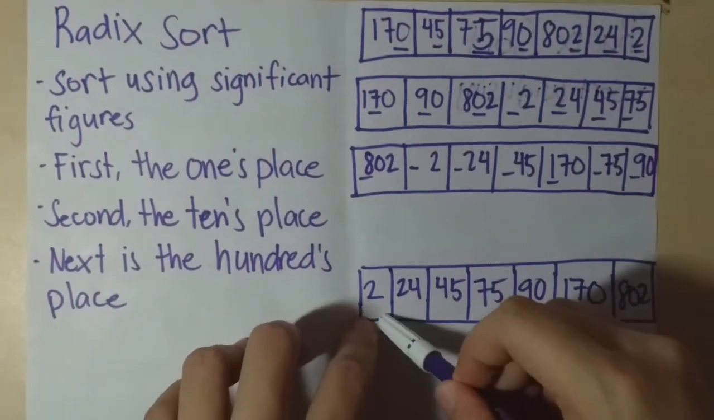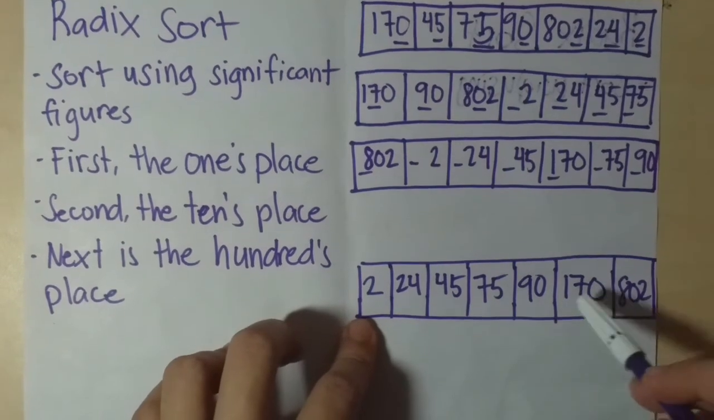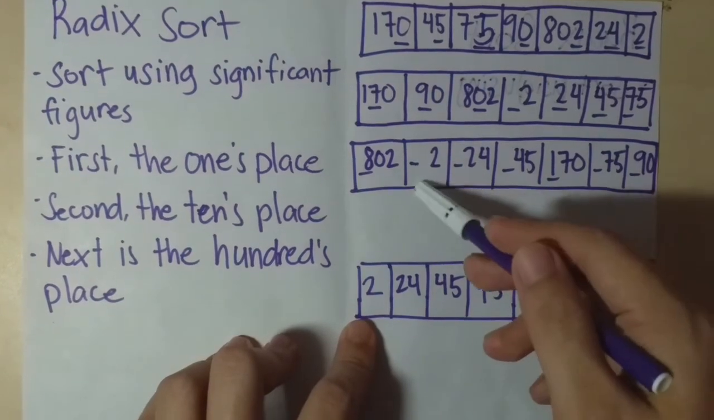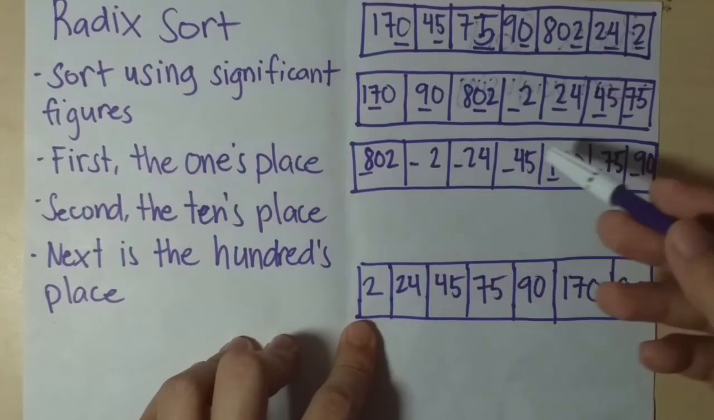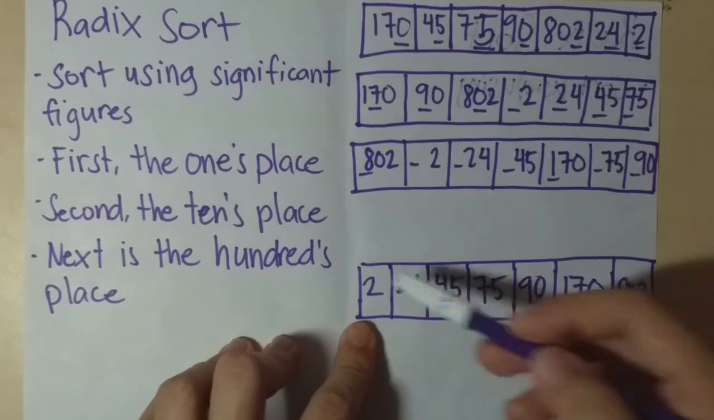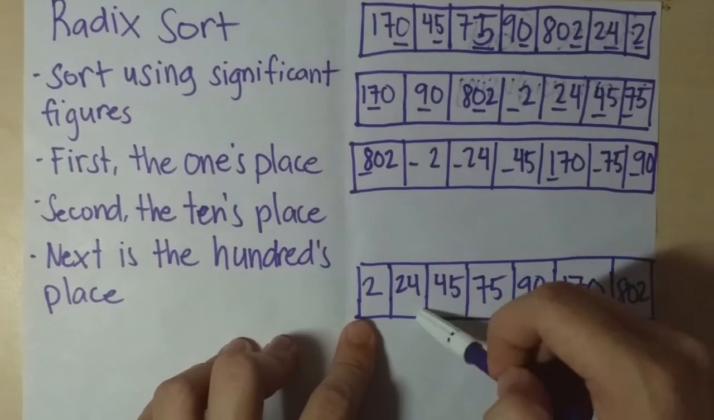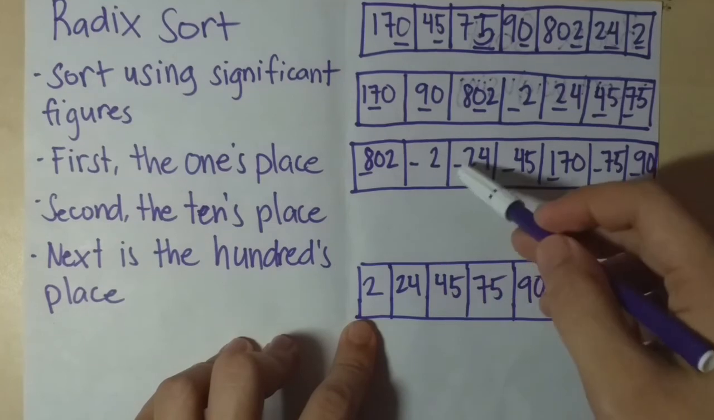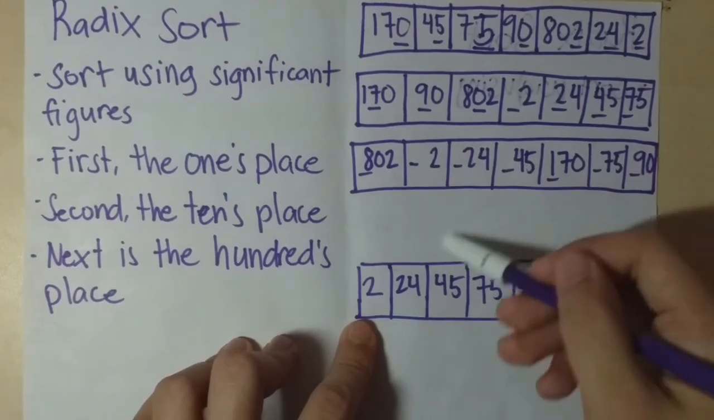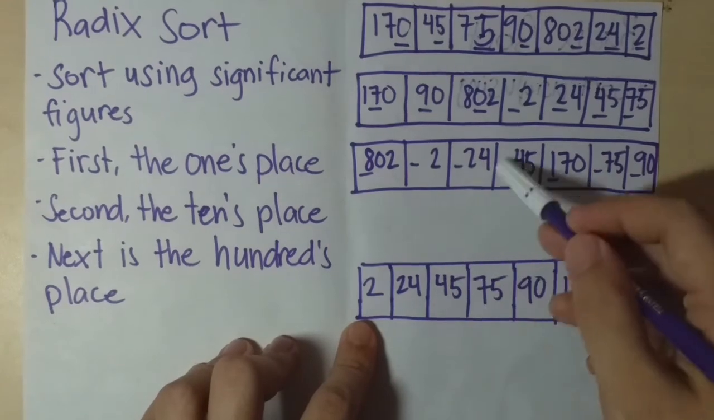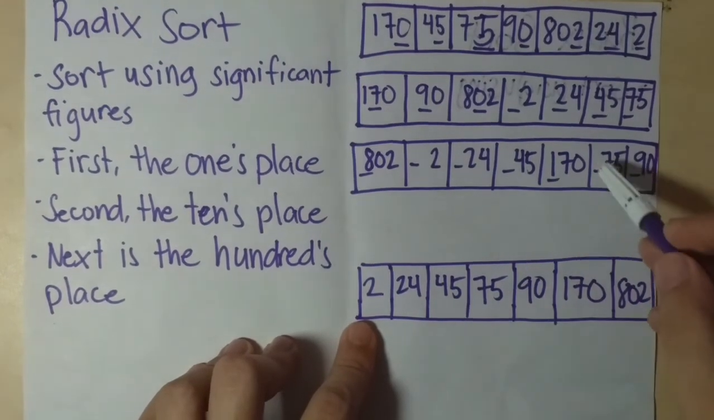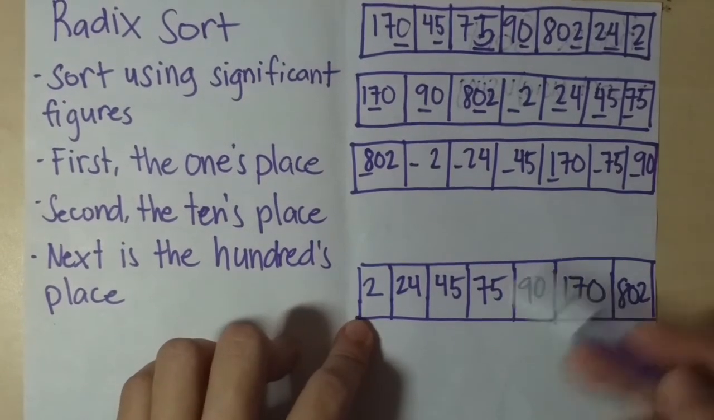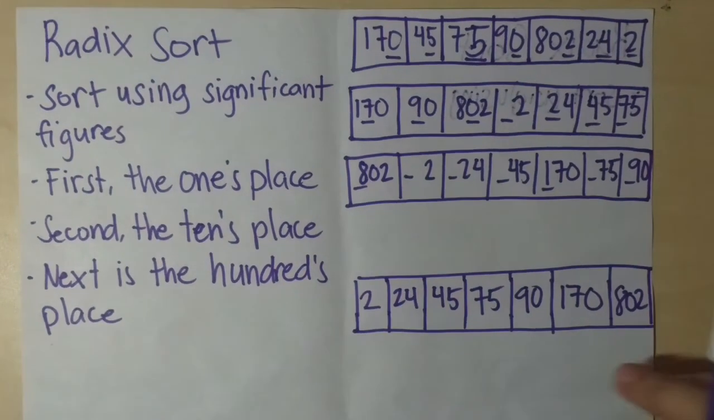2, 4, 70, 45, 75, 90, 170, 802. So 2 comes first because it's the least number. It doesn't have any tens or hundreds, so it comes first. Then 24, because it doesn't have any hundreds, and yet 2 is less than 4, so it comes first. The next, and so on. 90 and 70 and 75 and 802, because 8 is the biggest. So that's it. That's Radix Sort.